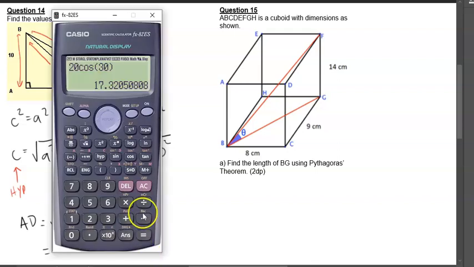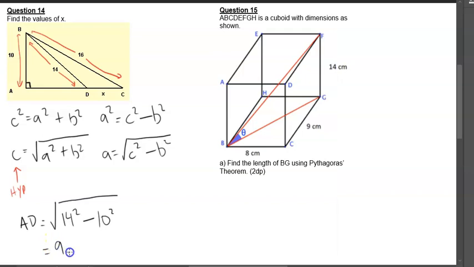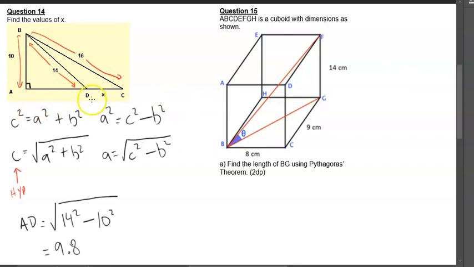And you can do this in one hit using your scientific calculator. So square root of 14 squared, take away 10 squared. And what we're left with is 4 square root of 6, or 9.79, or 9.8. So this is 9.8. Now there's no units here, there's no meters or centimeters, so we just leave it as 9.8.